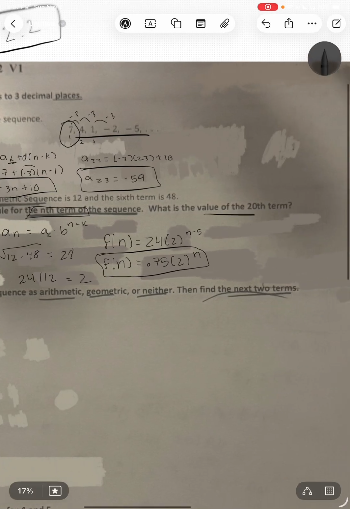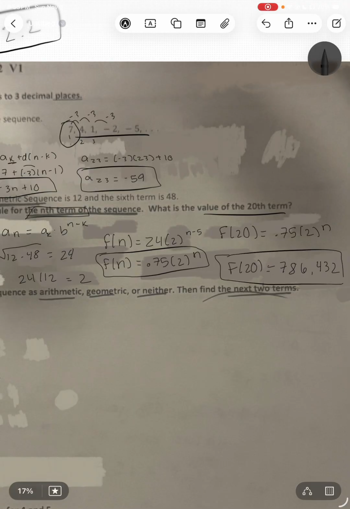And now we need to find the value of the 20th term. So we plug in 20 for our n, 0.75 times 2 to the n, and then f of 20 is equal to 786,432. All right, and those are our answers for this question.